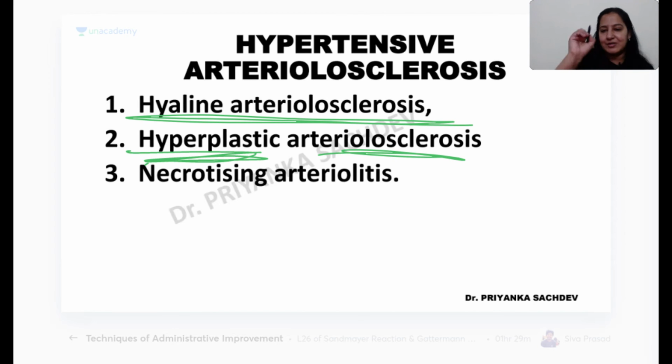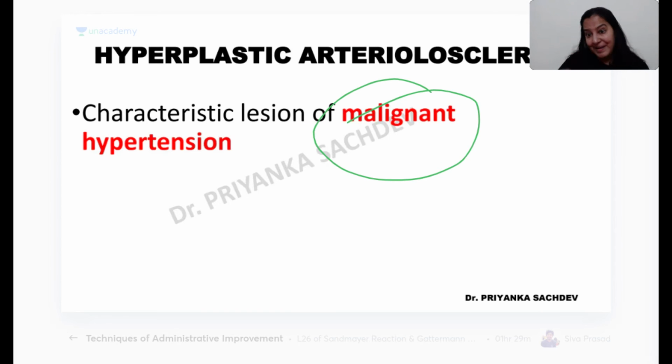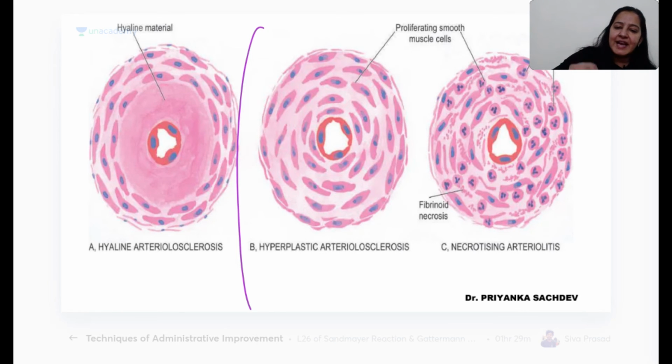Hyperplastic arteriosclerosis. Again arteriosclerosis, but it is hyperplastic. What do you mean by that? It is seen in malignant hypertension, not in benign. It is seen in malignant. So see the diagram. See the second diagram now. Don't see the first, don't see the third. See the second diagram.